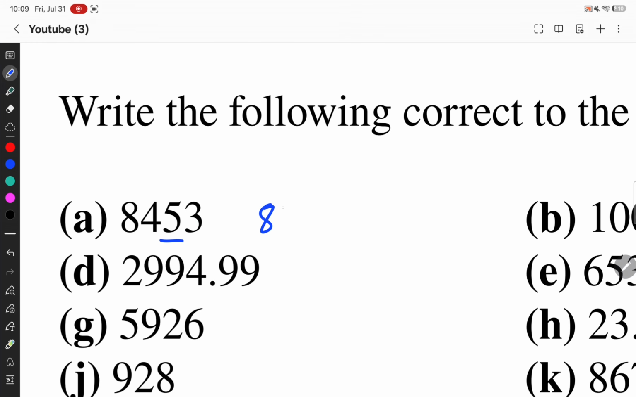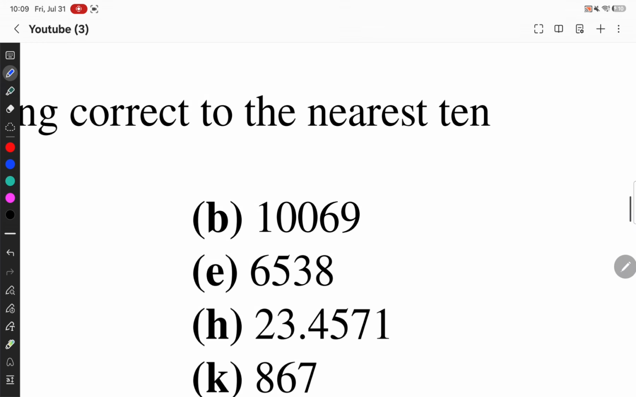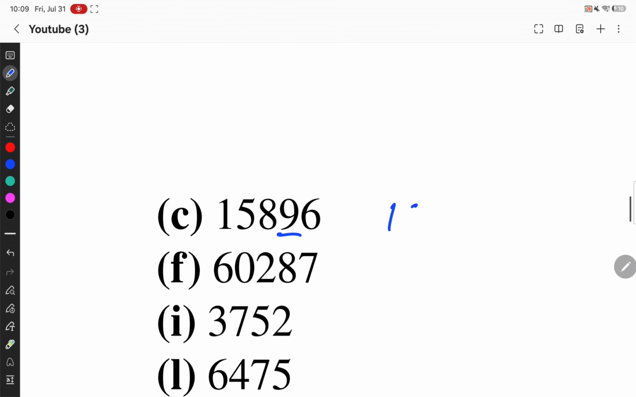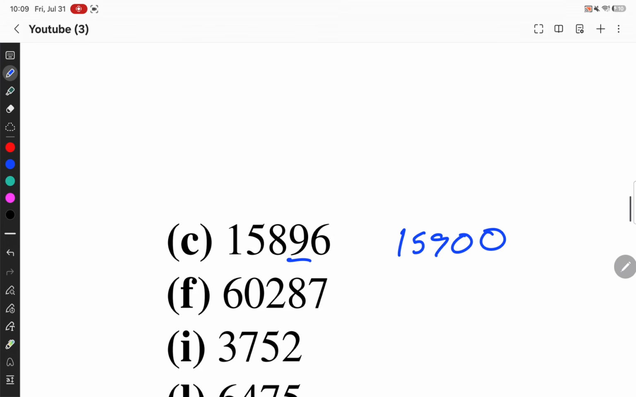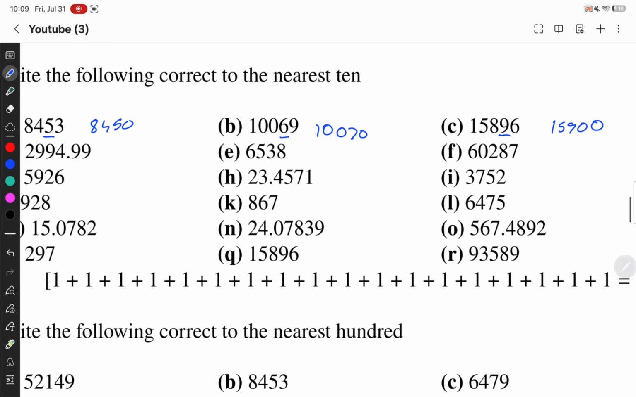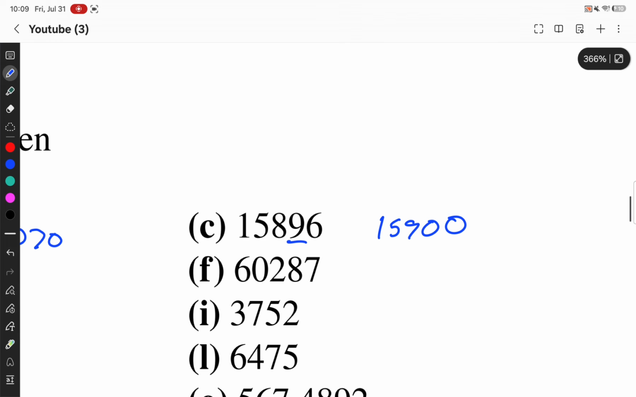So this is 8, 4, 50. 10, 7, 170. Be careful. Okay, be careful. 15, 900. Okay, 15, 900. Very good. Now, some might say, no, you are lying, you did it to the nearest 100. I will get to this in a second.